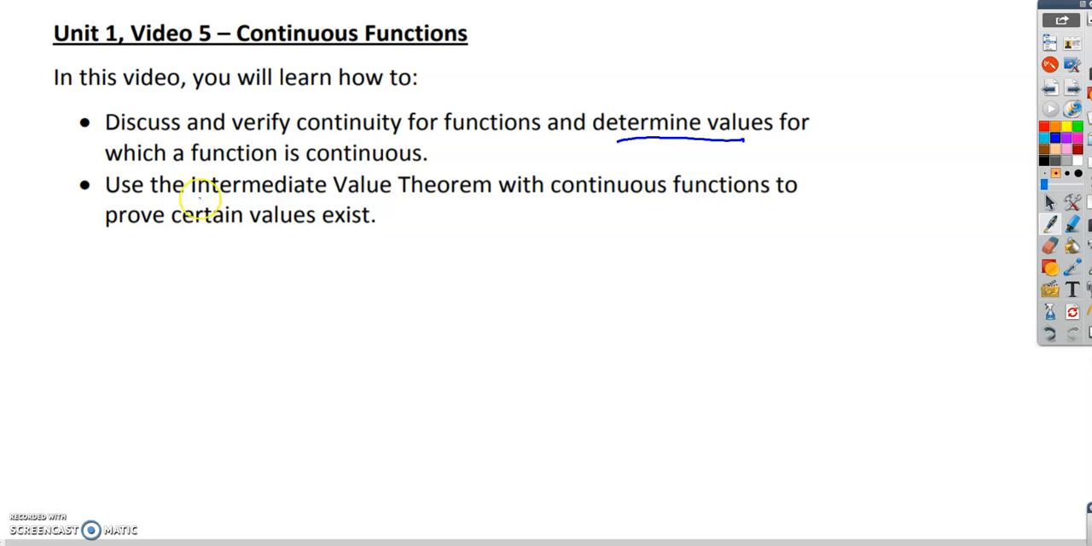continuous. And then we're also going to talk about something called the intermediate value theorem, which you should have talked about last year, but I'll briefly reiterate that value. And we're going to use that to show that certain values have to exist for our function.